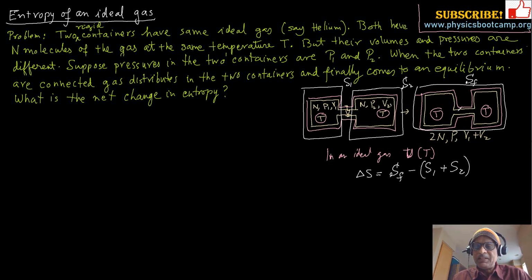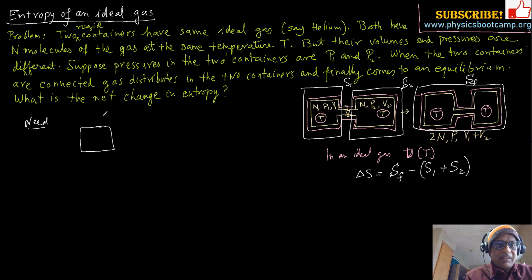If I give an ideal gas in a certain state, what's the entropy? So we need a formula that I have ideal gas, say helium. Okay, I have a helium. I have N, and pressure is P, volume is V, temperature is T. So what's the entropy?